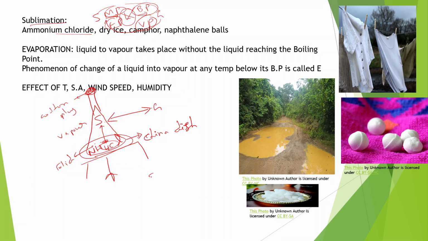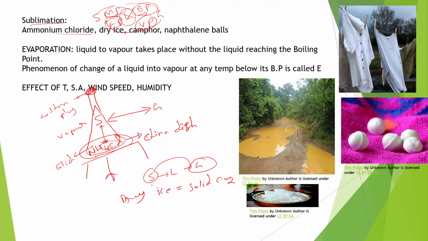But what we learn is that a solid first changes to liquid and after that to the gaseous state. But here, NH4Cl, solid to gas, directly changes. So this process is nothing but sublimation. And the same thing happens in dry ice. Dry ice means solid carbon dioxide. Solid carbon dioxide is called dry ice.